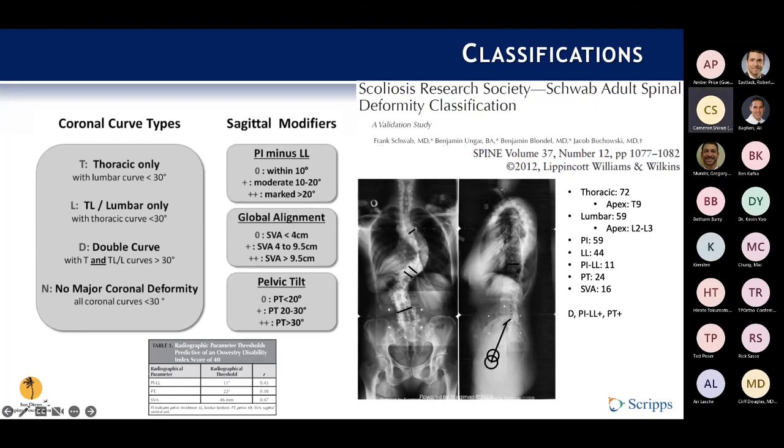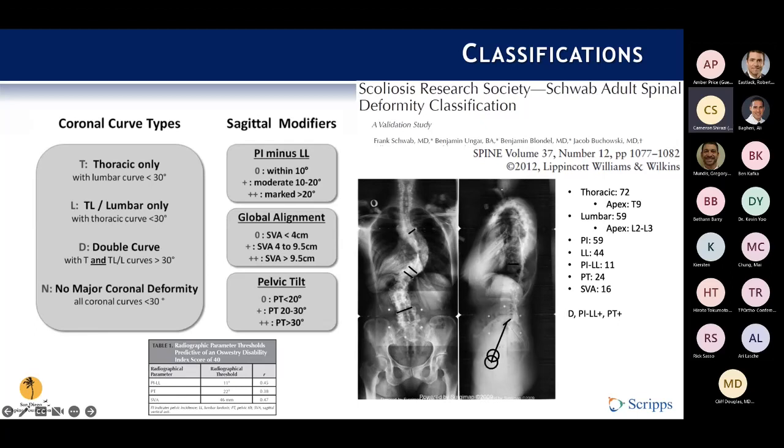And then when you're looking at this specifically, the coronal curves are simplified now to thoracic, thoracolumbar or lumbar only, and double, with 30 degrees used as the cutoff. Thoracic curves greater than 30 with lumbar curves less than 30 were defined as thoracic only. And similarly, thoracolumbar or lumbar only had a curve greater than 30 degrees with a thoracic curve less than 30. That's how they changed that. And then a double curve had both thoracic and thoracolumbar curves greater than 30.